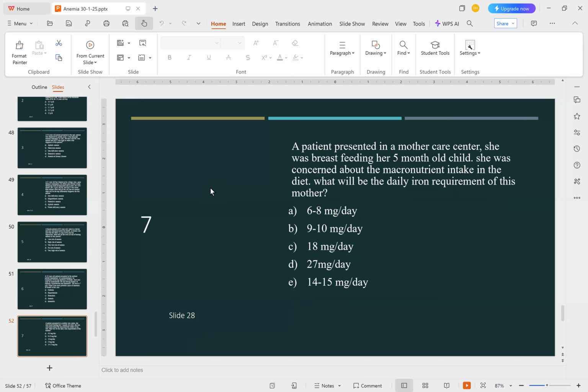A patient presented in a mother care center. She was breastfeeding a 5-month-old child. She was concerned about the macronutrient intake in the diet. What will be the daily iron requirement of this mother? 6 to 8 milligram per day, 9 to 10 milligram per day, 18 milligram per day, 27 milligram per day, 14 to 15 milligram per day. It's 9 to 10 milligram, B.